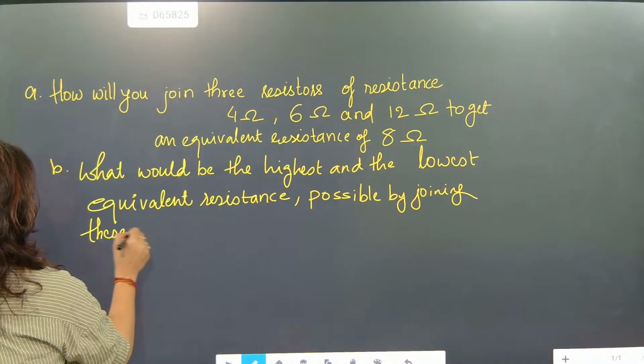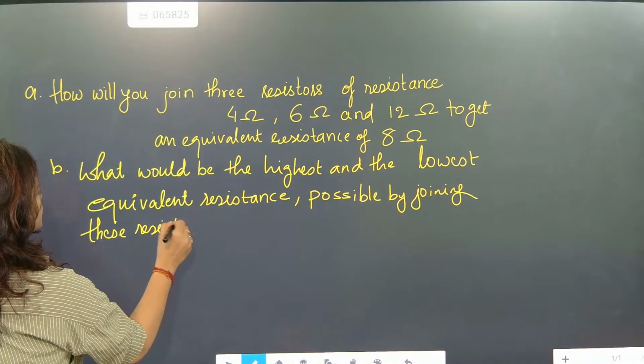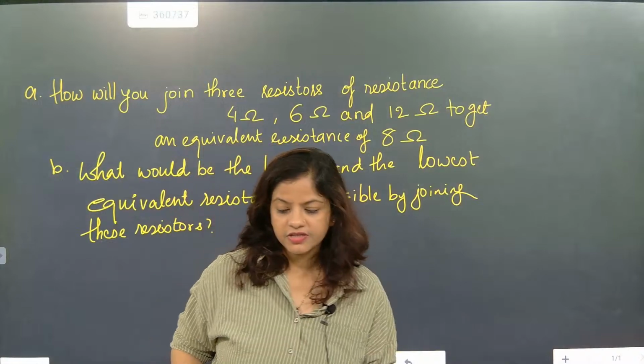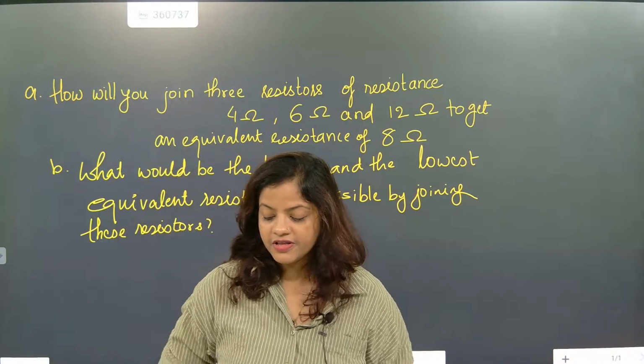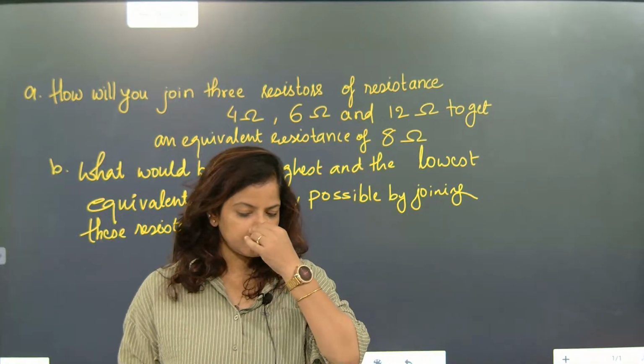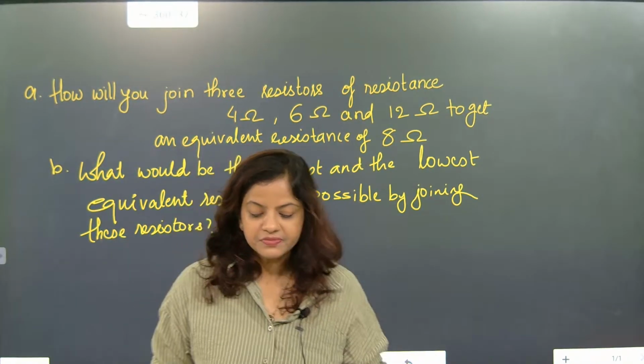Come, beta. Possible by joining these resistors. So these are very important things. Come on, check this one out. So little bit move beta from that camera side. Shake, miss. Now look here.